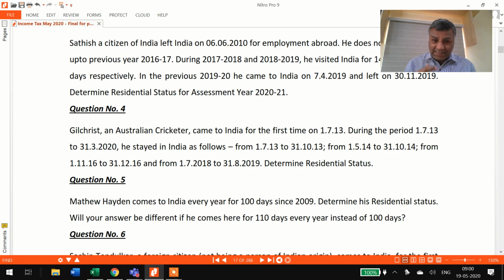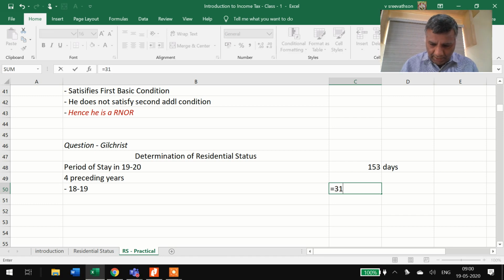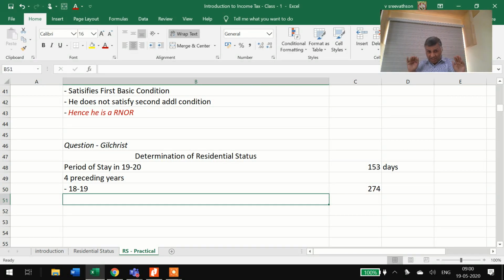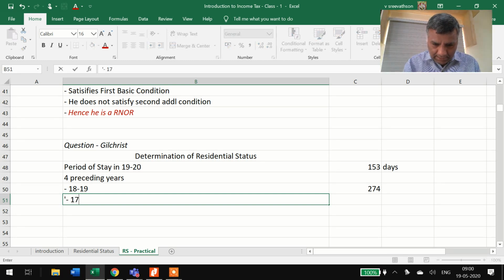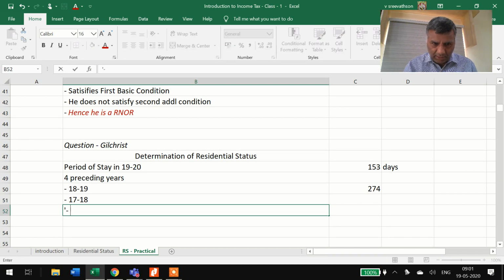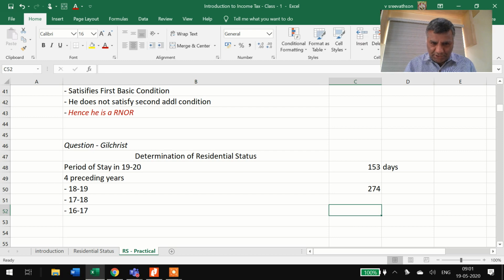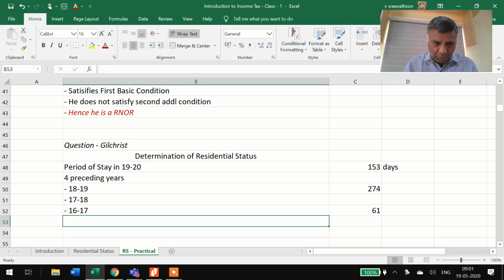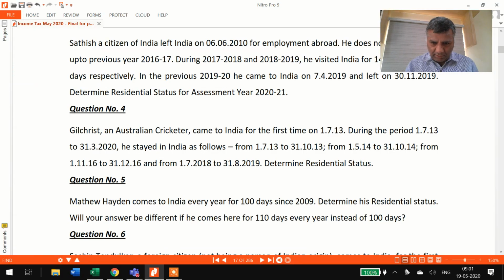1819 from 1/7/2018. So July, August, September, October, November, December, Jan, Feb, and March. 274 days in 1819, Gilchrist was in India. 1718, not at all in India. 1617, that is 1/4/2016 to 31/3/2017, from 1/11/16 to 31/12, so in November 30 days plus December 31 days. 1516, not at all in India.